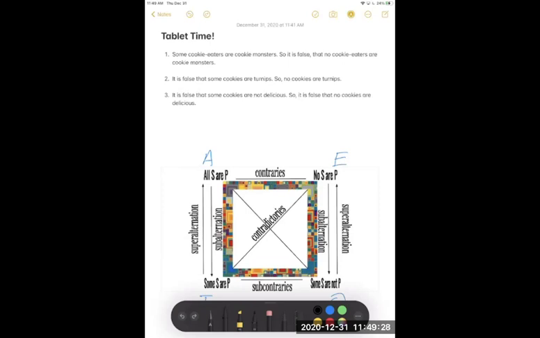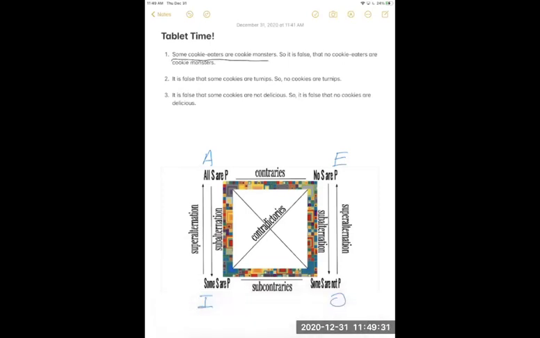Okay, so here's the way you use a square of opposition. Essentially, you take the premise and you find out what you know by computing it using the square of opposition. So in this case, some cookie eaters are cookie monsters. If you notice, that is an I type sentence down here. So what you need to do is document that. In premise one, there's my T for true, it's a true I statement. Okay, so what else do we know from beginning with a true I statement?